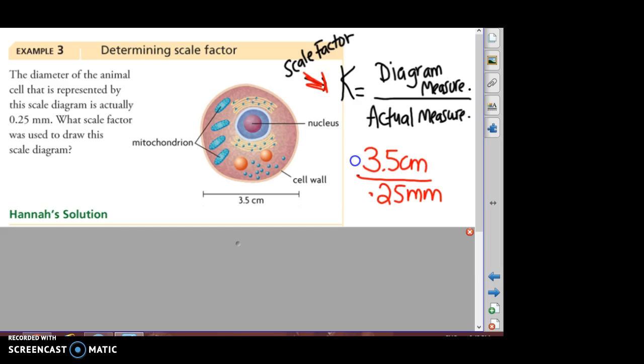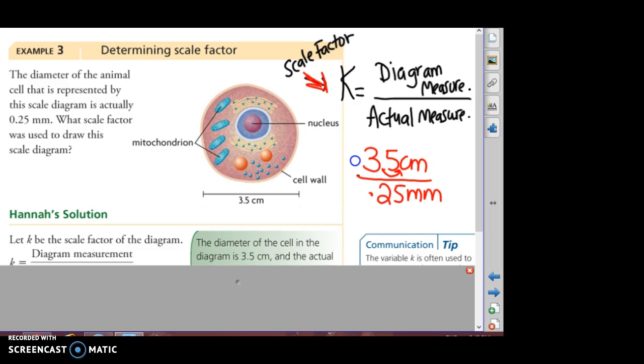Now we can't do centimeters and millimeters, so we need to choose which unit we're going to use. I'll move the decimal 1 spot over, and I will be doing 35 millimeters over 0.25 millimeters. I just changed both of my units to millimeters because there are 10 millimeters in every centimeter, so it moves 1 position. To get your answer, all you have to do is go 35 divided by 0.25, and you get 140. So the scale factor used for the scale diagram is 140.